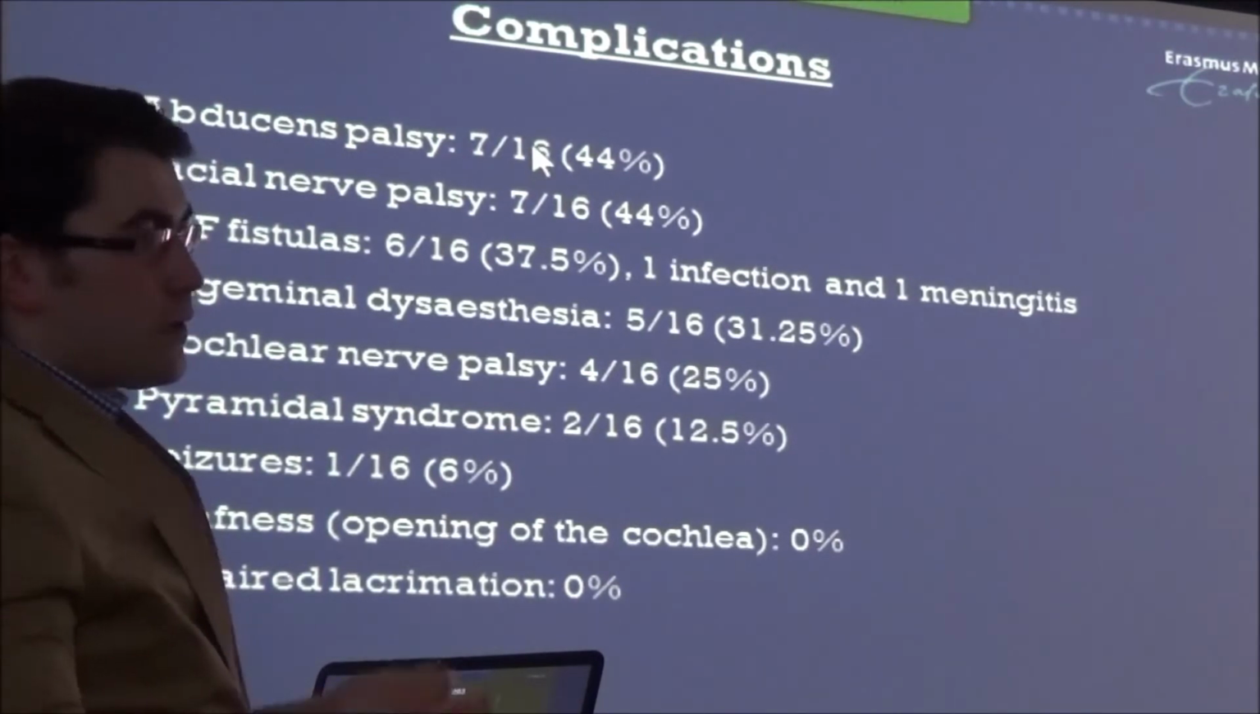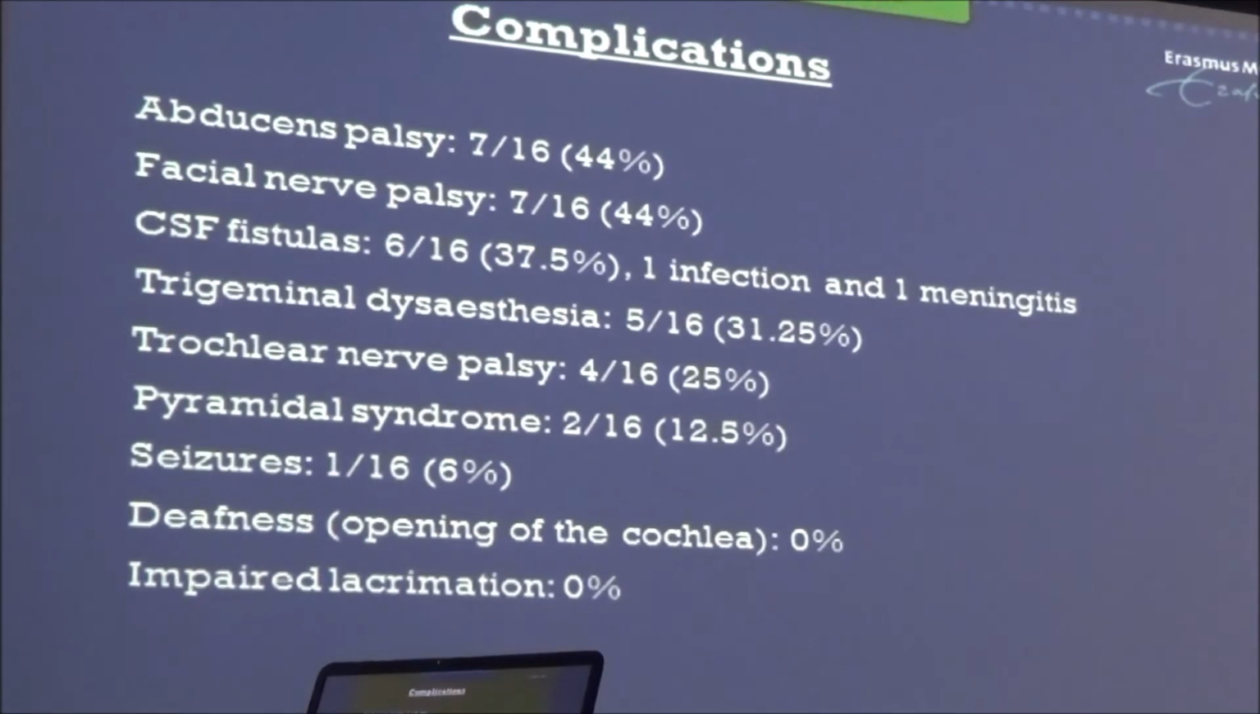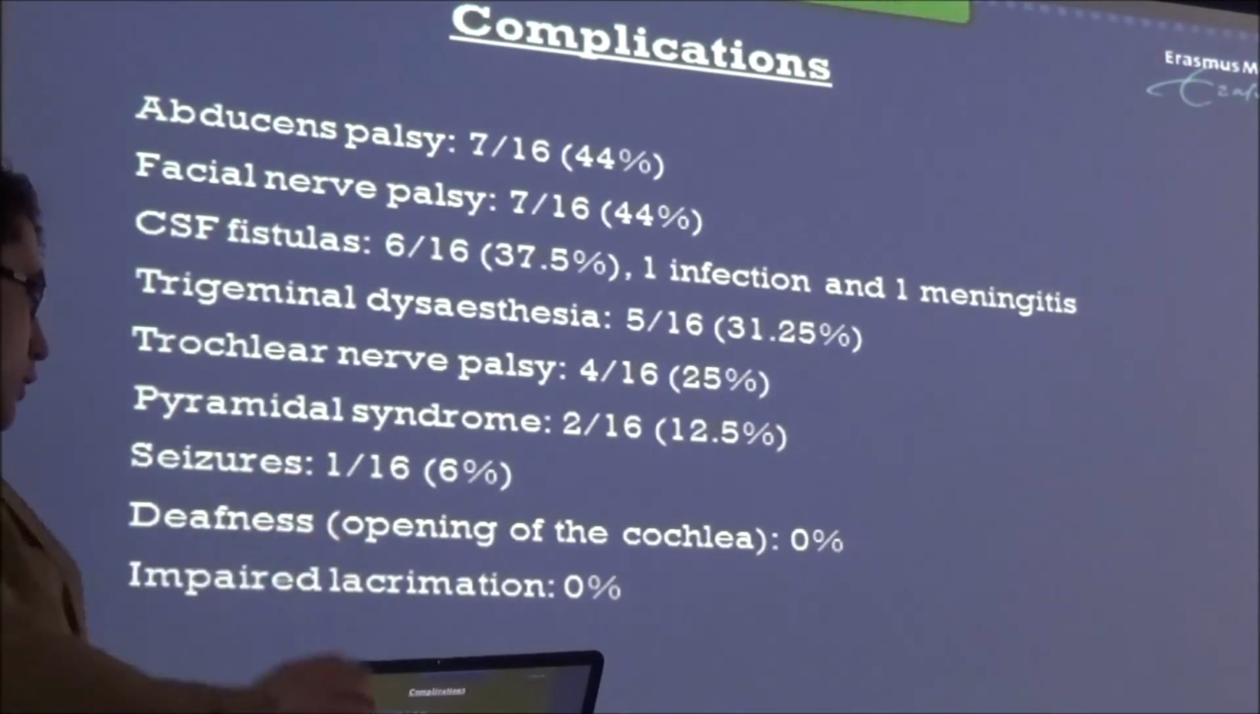So the abducens, once you've seen it, it already has a palsy. Once you've seen it, that's the same with the trochlear nerve.